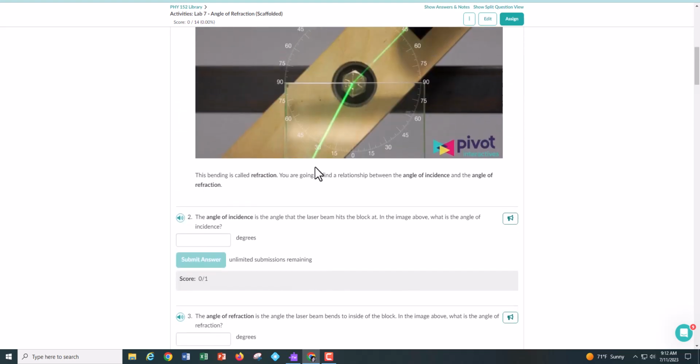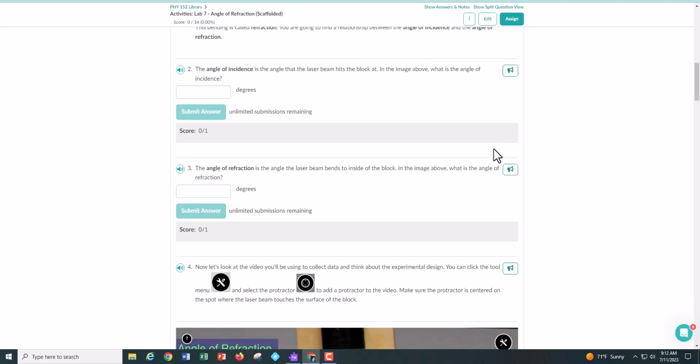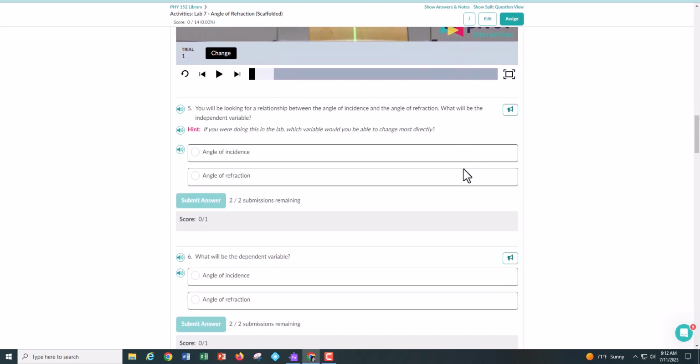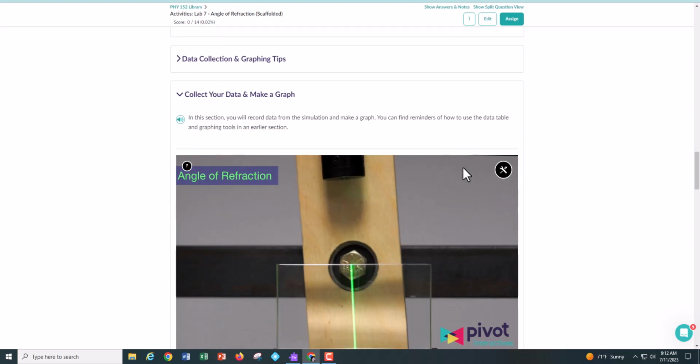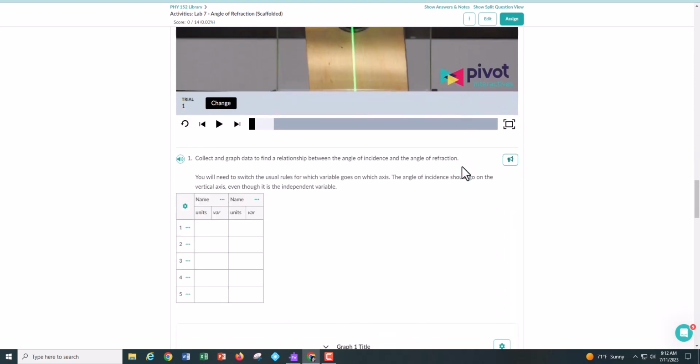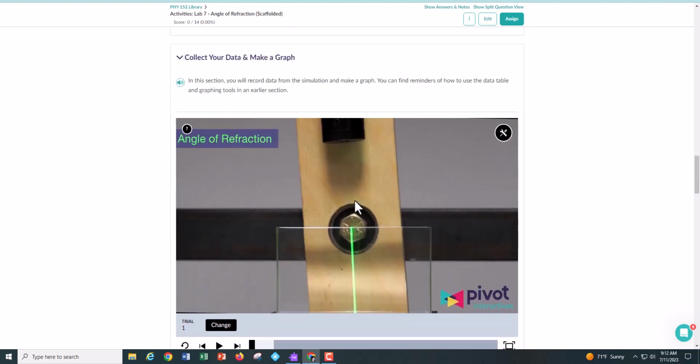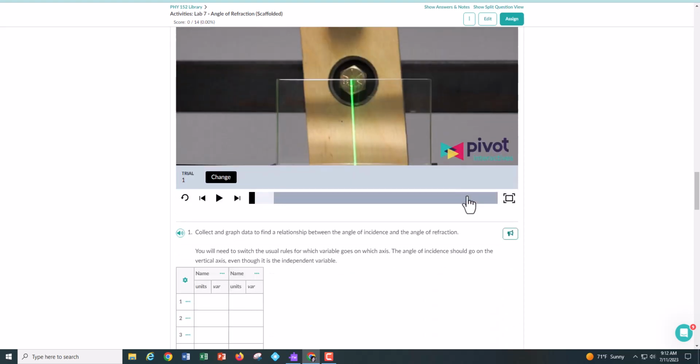And as you play the video, you can stop it and change the angle of incidence and measure the angle of refraction. So you will be plotting angle of incidence and angle of refraction. And the angle of incidence, since you're controlling that, is your independent variable, and you're measuring the response of the angle of refraction, so that's your dependent variable. So I is the independent variable, and angle of refraction is your dependent variable.